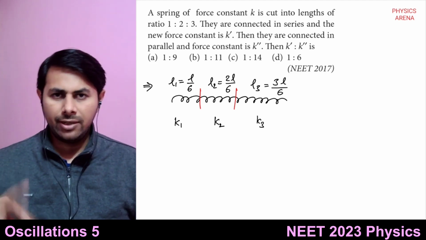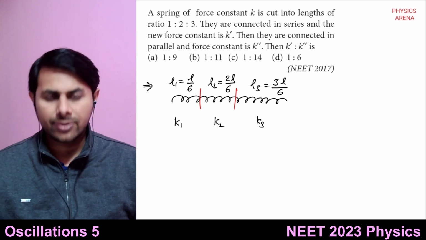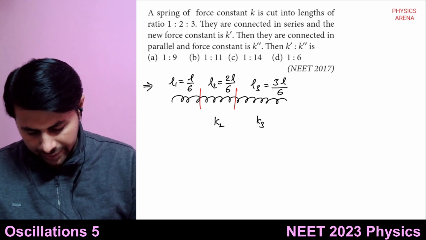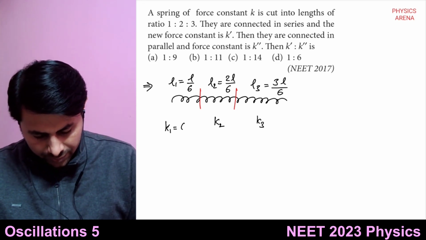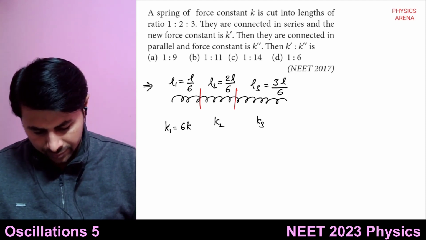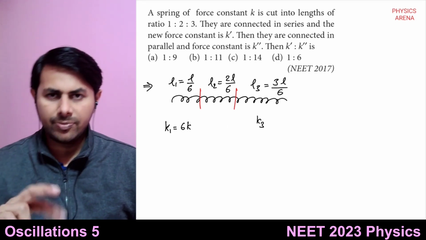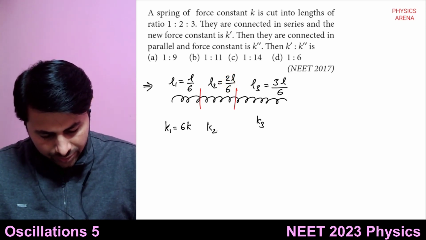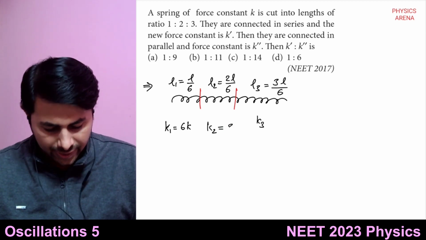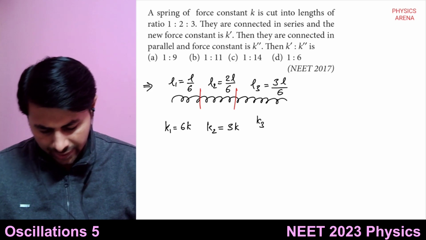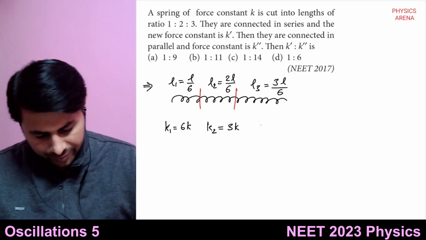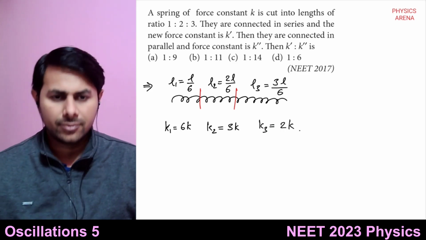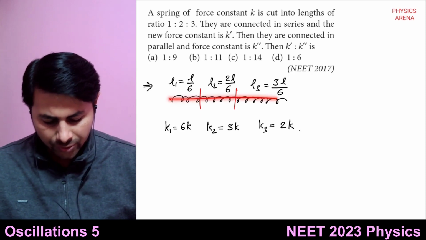So spring constant is inversely proportional to length. K1 equals 6 times K. K2 equals 6 by 2 times K, just invert the number, so K2 equals 3 times K. And K3 equals 6 by 3 times K, that is 2 times K. Is this clear? After that, you connect them in series.